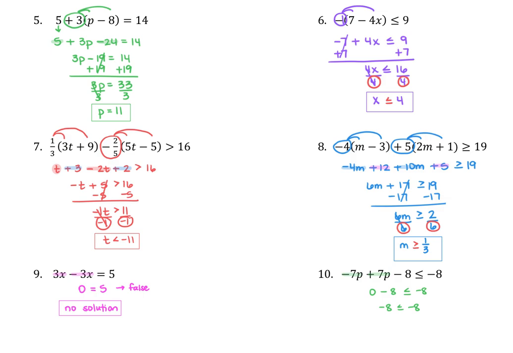No variable, so I look for if it's a true or false statement. This is a true statement only because of the equal to bar. Negative 8 is not less than negative 8, but it is equal to. So if this didn't have the equal to bar, this would be a false statement. This one is true, so in that case, I'm going to write infinitely many solutions. Which, remember what that means. It means I could plug in anything for that p-value and it will always work.